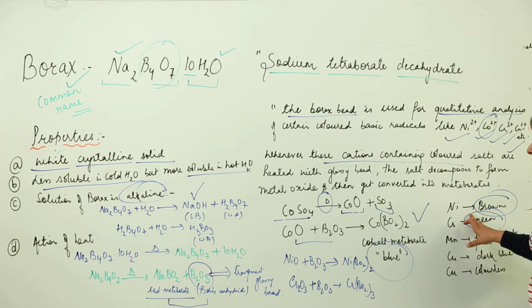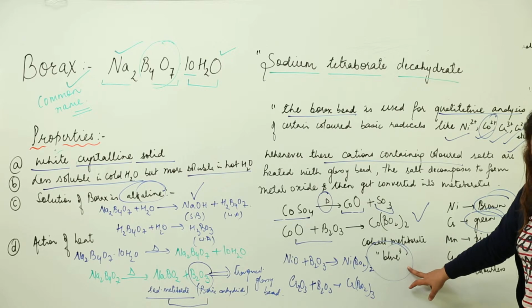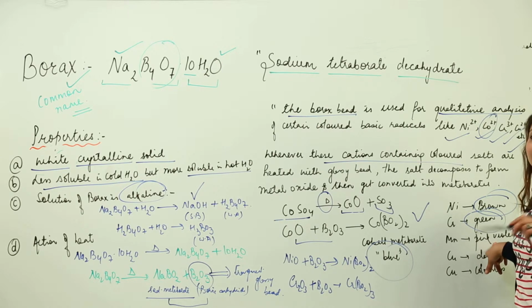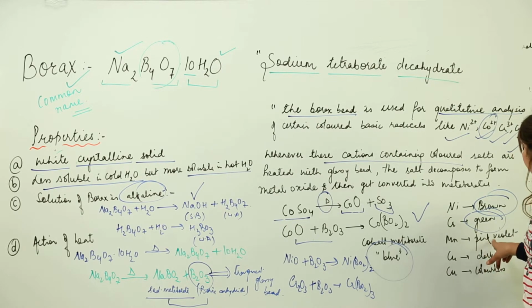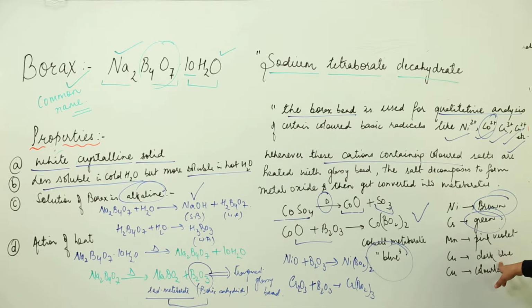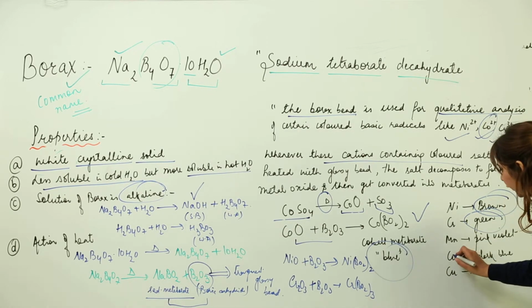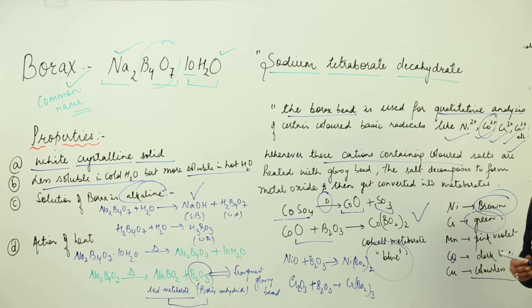Like for nickel it is brown, for cobalt, which you have already done, it is blue. For chromium it is green, for manganese it is pink, violet. I am talking about all the metaborates of these cations. For copper it is dark blue, right? And for some it is actually colorless.